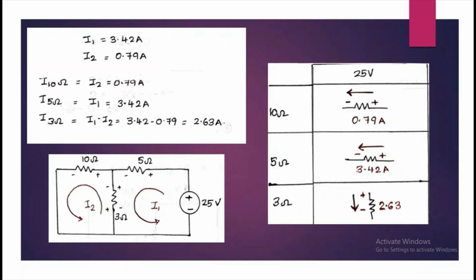Similarly, we find out the other currents. For the current through 3 ohm, I1 is greater than I2 and they are both in opposite directions. That is, I1 is flowing from top to bottom and I2 is flowing from bottom to top. So since they are in opposite directions, we have to subtract. So we will get 3.42 minus 0.79, which is equal to 2.63 ampere. And the direction will be that of I1 since I1 is greater. So it is from top to bottom.